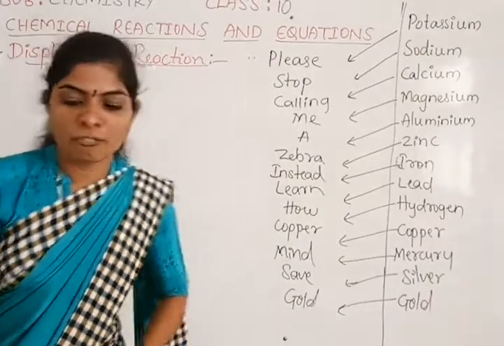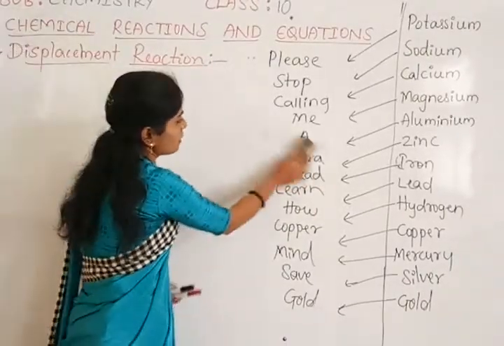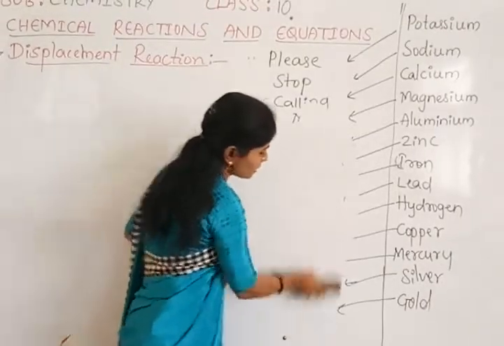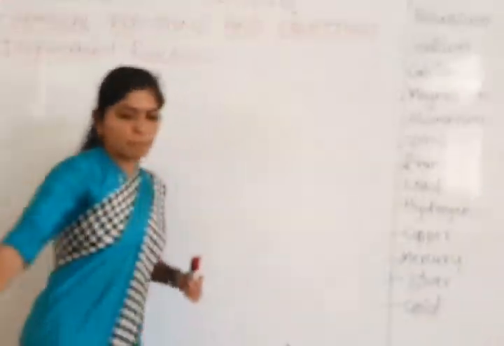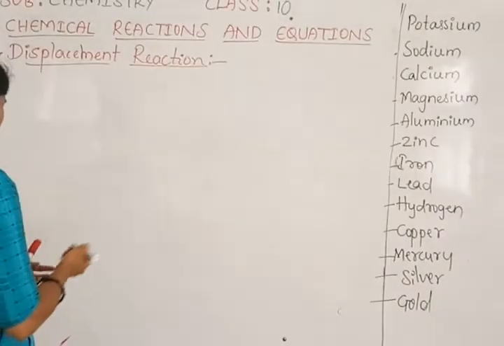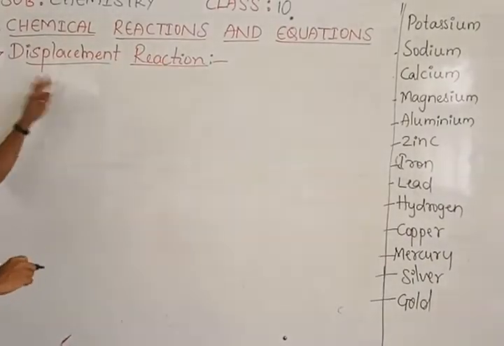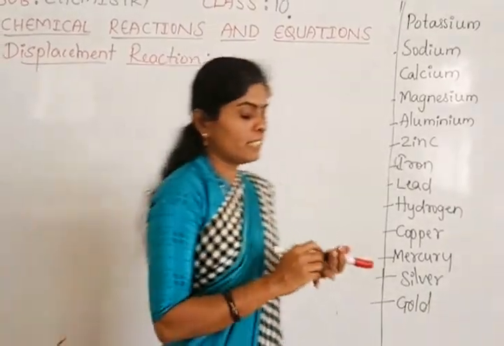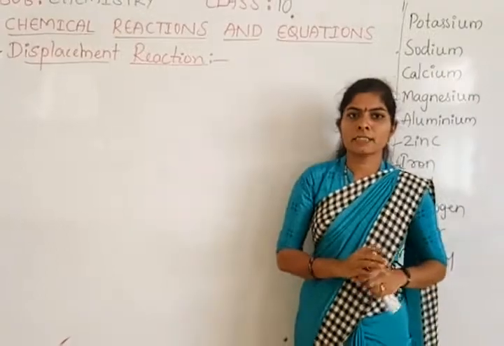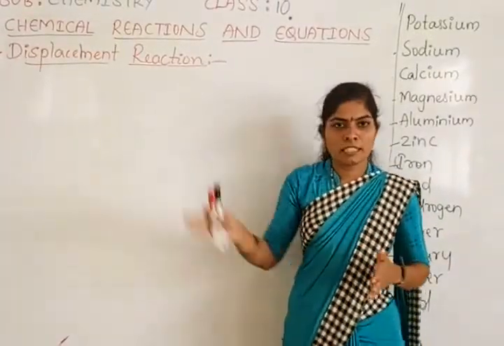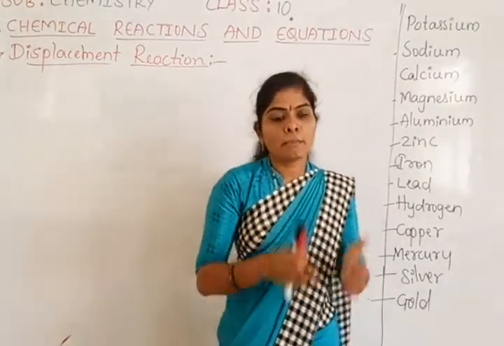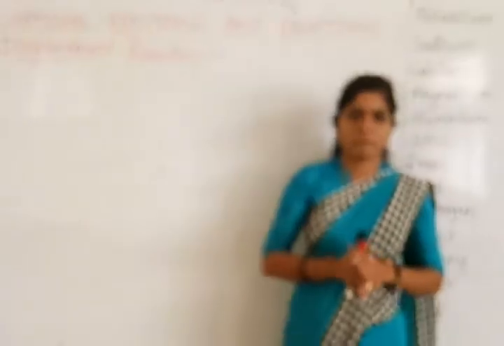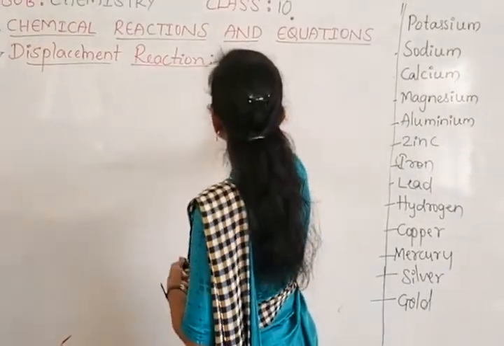Now we can discuss some reactions based on this reactivity series. I will keep the reactivity series here so that you will come to know how the elements replace or displace other elements. For this, I will first tell you the definition of the displacement reaction. Displacement reaction is a chemical reaction in which a highly reactive metal or element replaces a less reactive element. You can make a note.